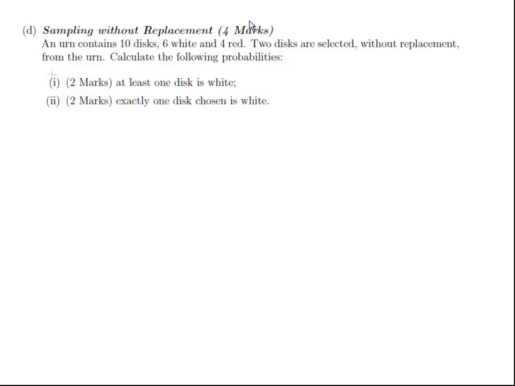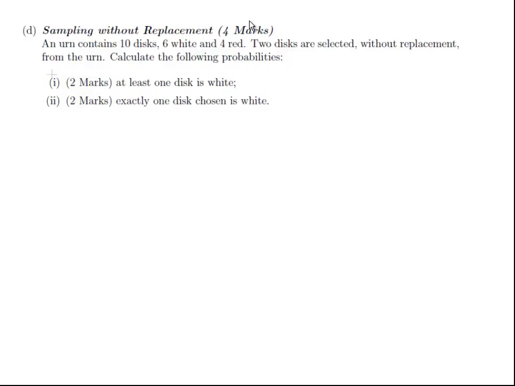This is a sampling without replacement question. An urn contains 10 discs, 6 white and 4 red. Two discs are selected at random without replacement from the urn. Calculate the following probabilities. At least one disc is white and exactly one disc is white.